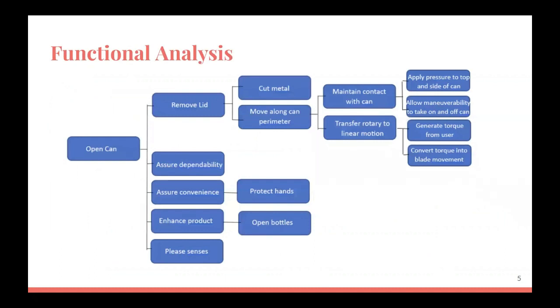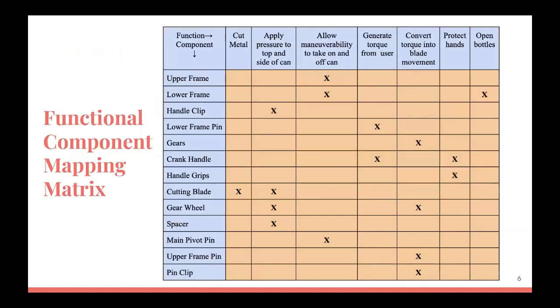So here's our FAST chart for the can opener. The main function of the can opener is to open the can, and that is realized by the primary function of removing the lid. And you can see as the chart continues what functions contribute to removing the lid.